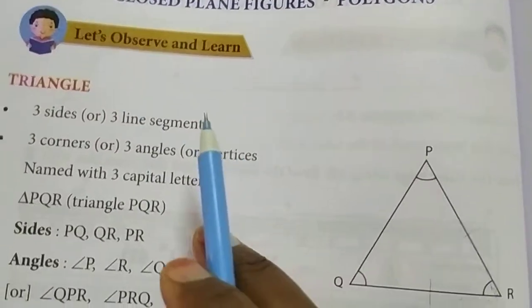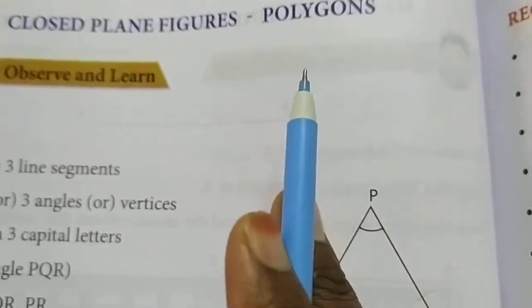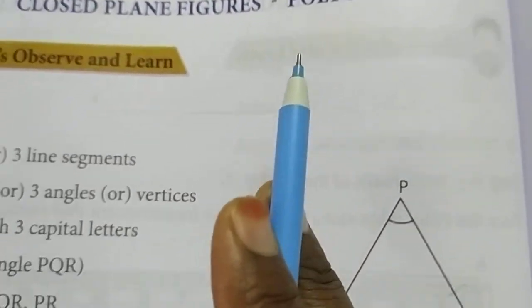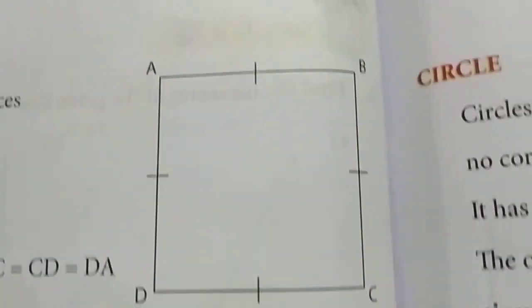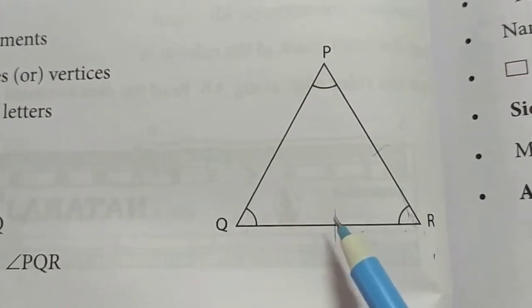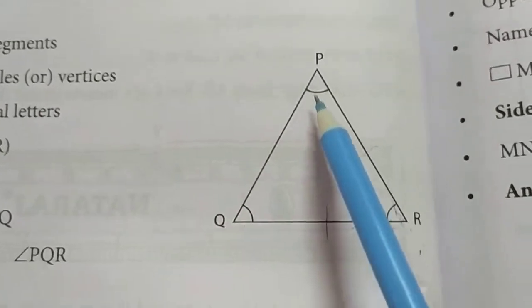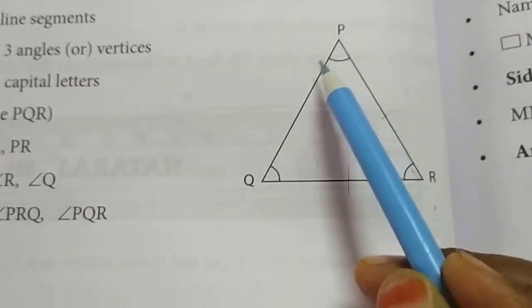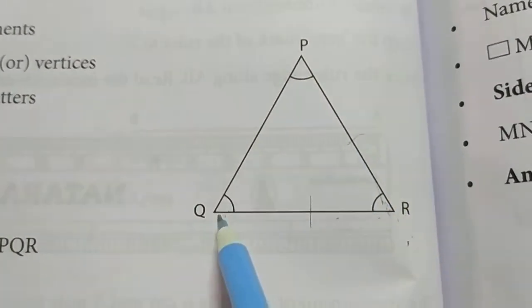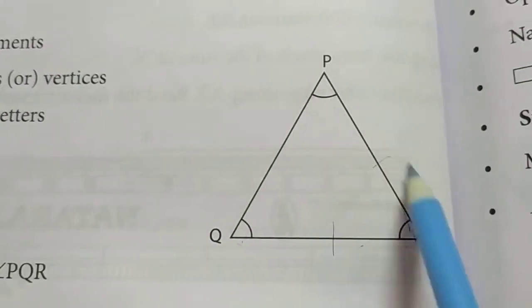Today we are going to learn about the closed plane figures, which are also called polygons. Okay, these are all closed plane figures. So the first one is a triangle. In a triangle, how many sides will be, Nana? 3 sides. Side PQ, QR and PR.